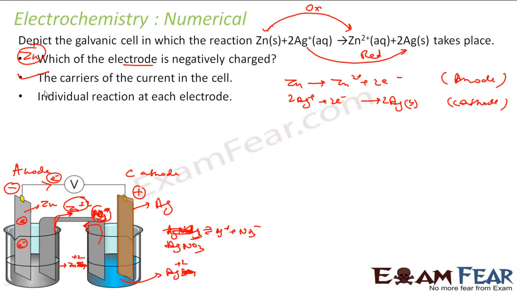Third is the individual reaction at each electrode. We have given that. At anode we have zinc oxidized to Zn2+, and at cathode Ag+ is reduced to Ag.